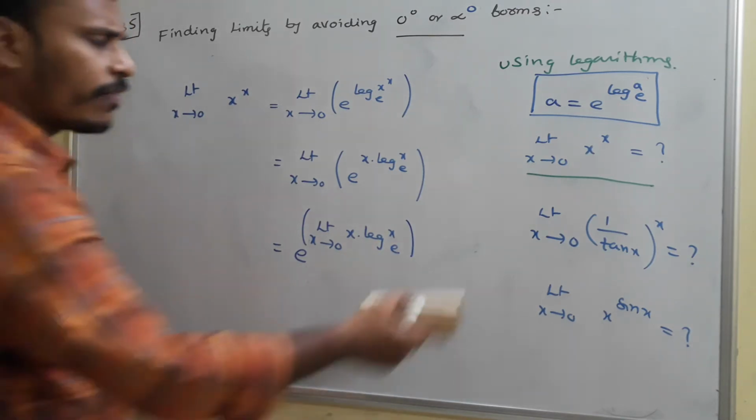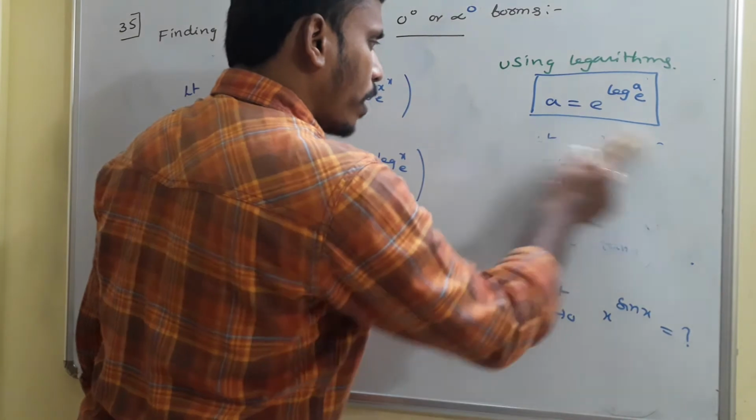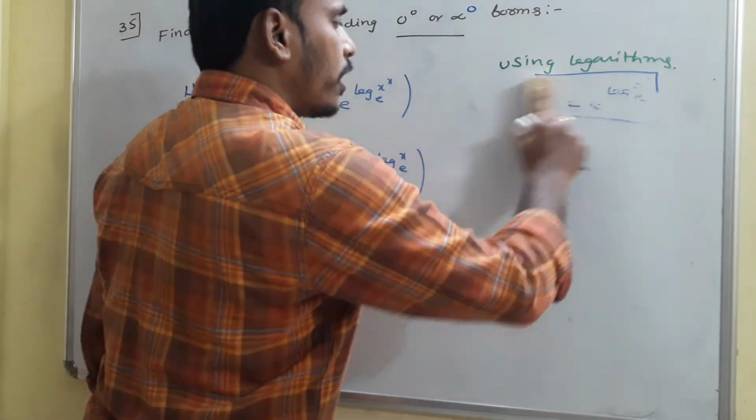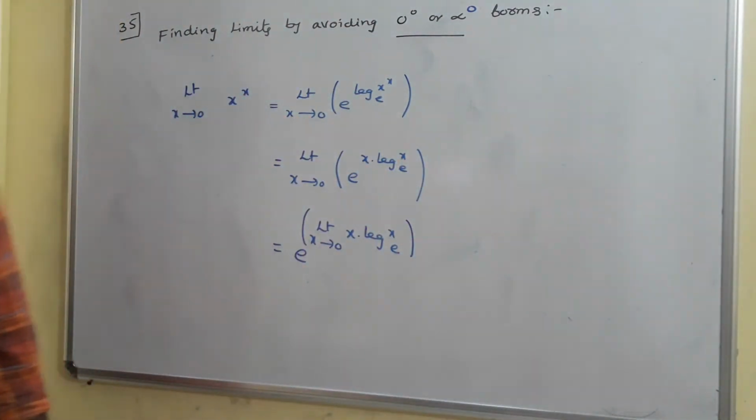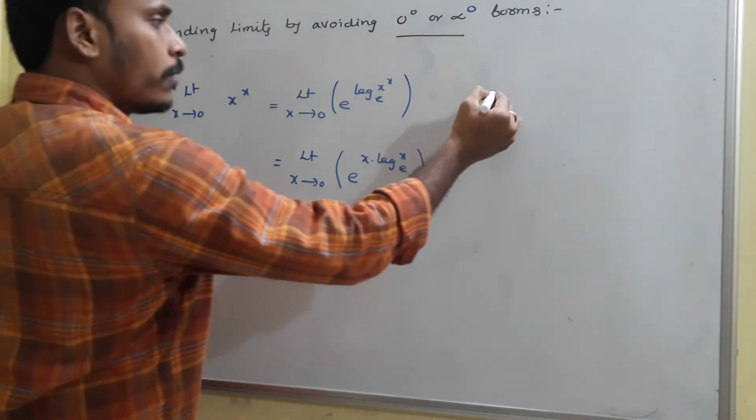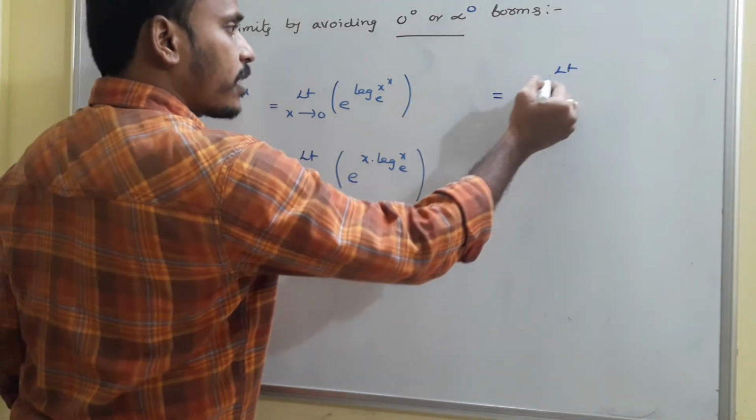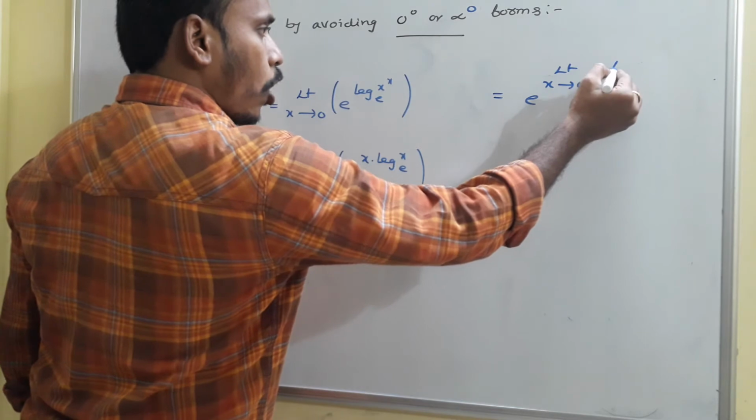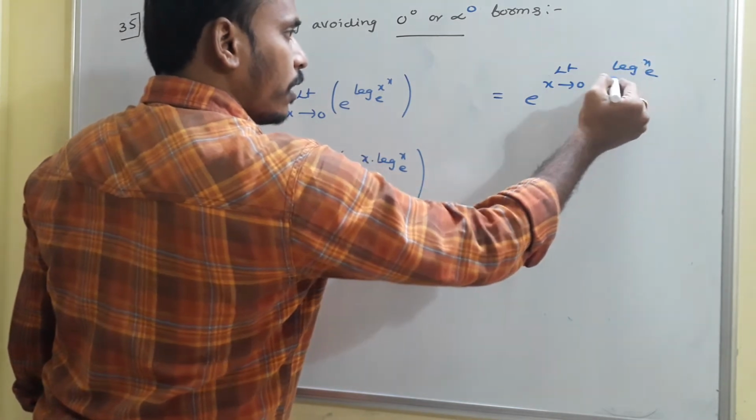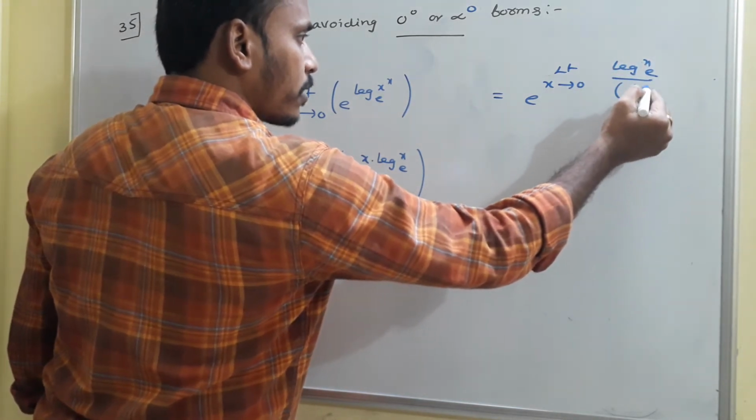I will arrange these questions and I will give you once again if required. So just avoid this also. And now this is e power limit x tends to 0 log x to the base e divided by 1 by x. Is there anything wrong?